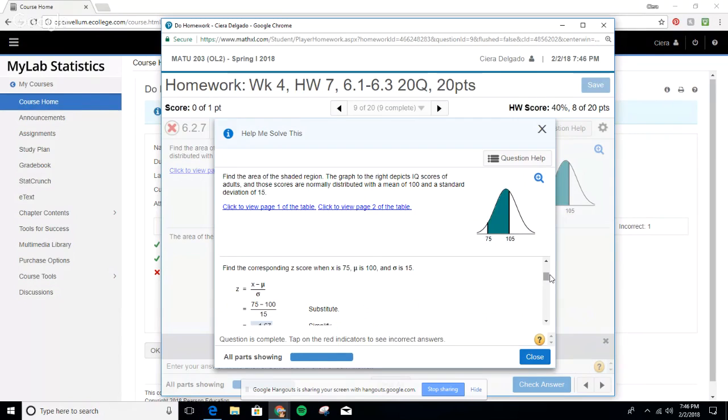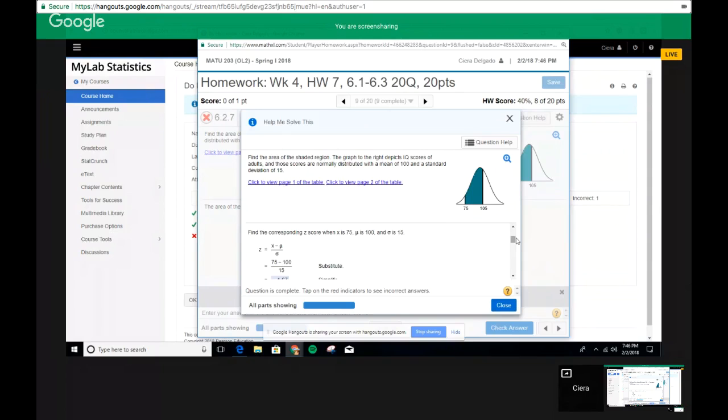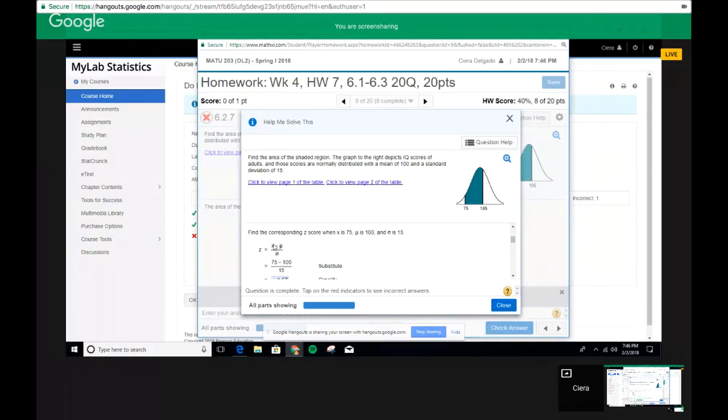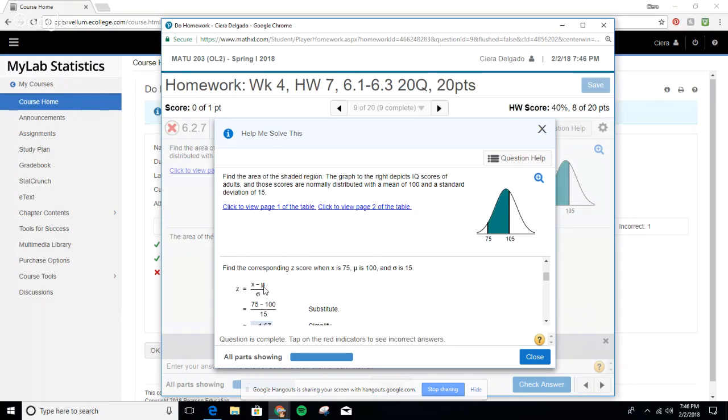Okay. So looking at this formula here, we solve for the z, or because this was the low end, we plugged that into x. Is that okay? So your z-score would equal 75, because I'm looking at it as I'm plugging in the numbers.